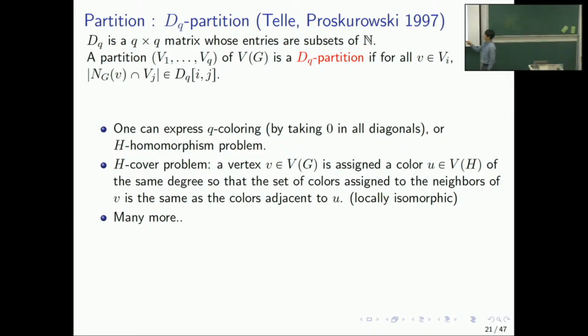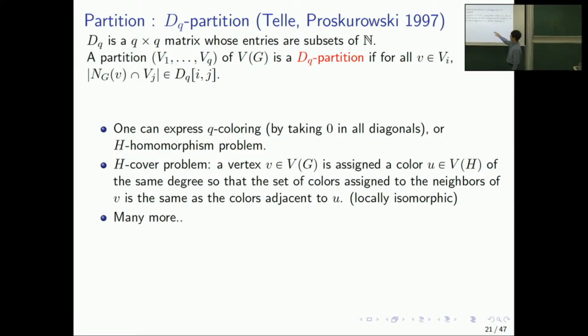So one can express Q-coloring by taking 0 on the diagonal, because you don't want to have edges in the same colors, right? And then the rest are just n. And then you can define an H-homomorphism problem in the natural way. So you just consider all the vertices by column and rows and so on.